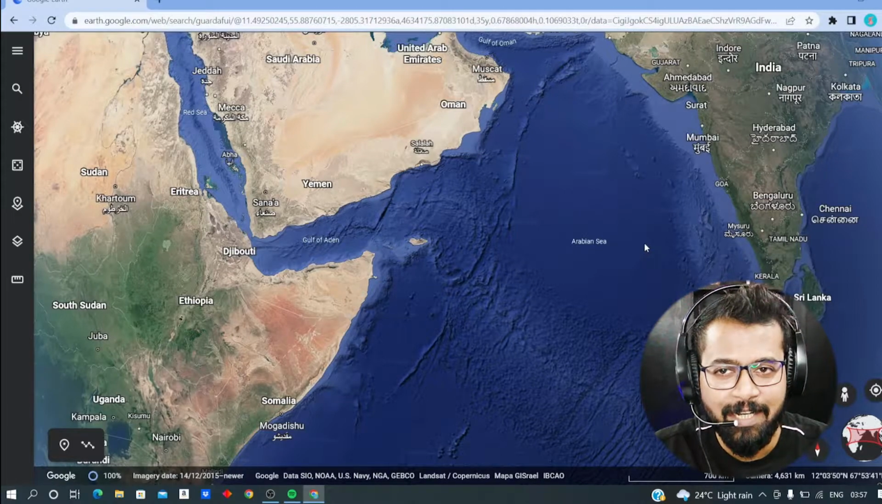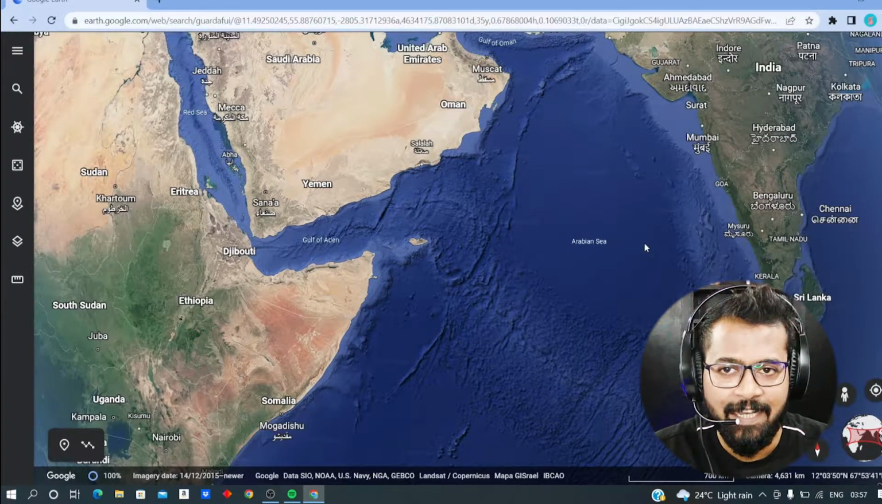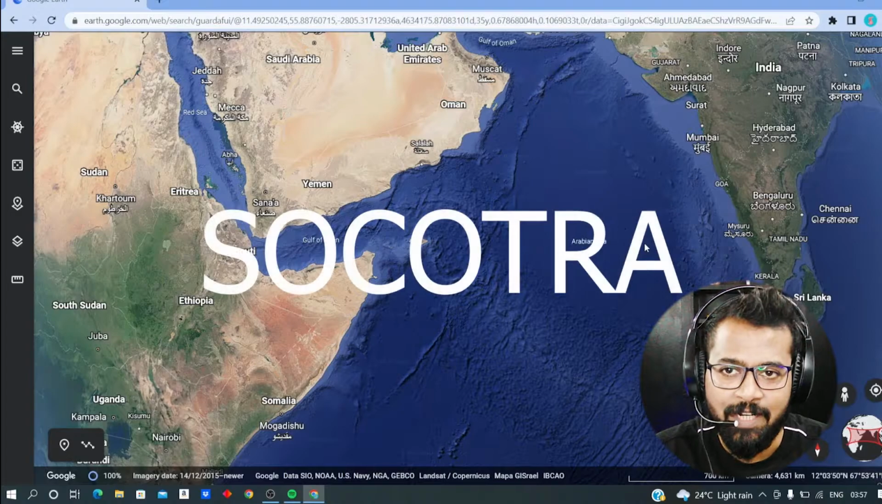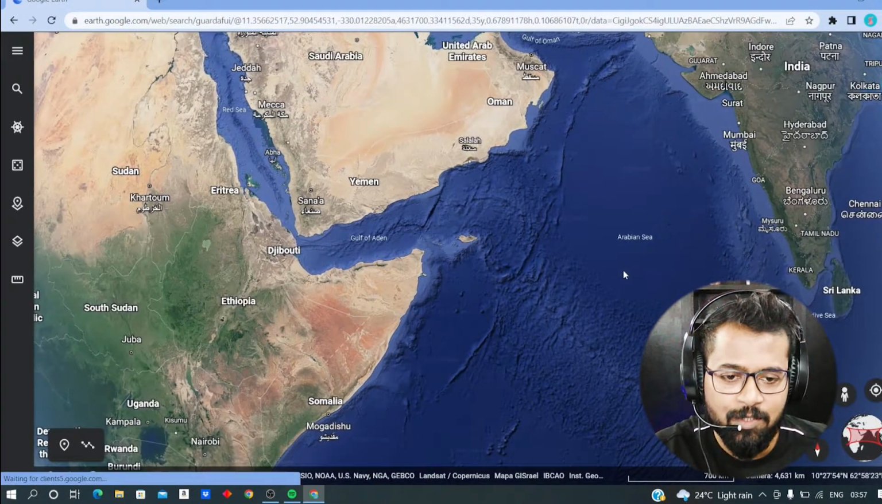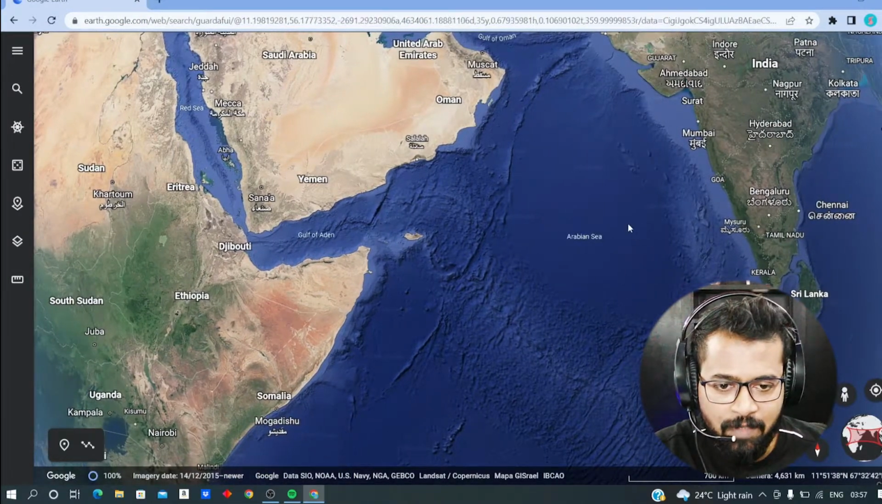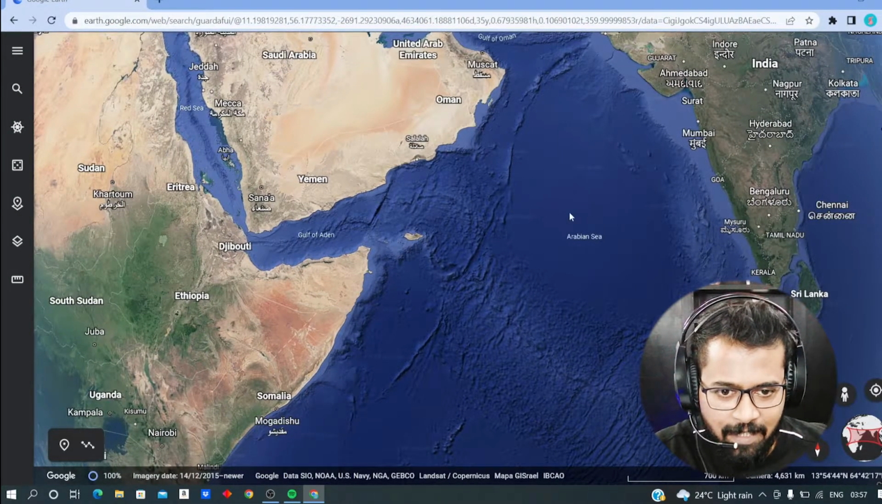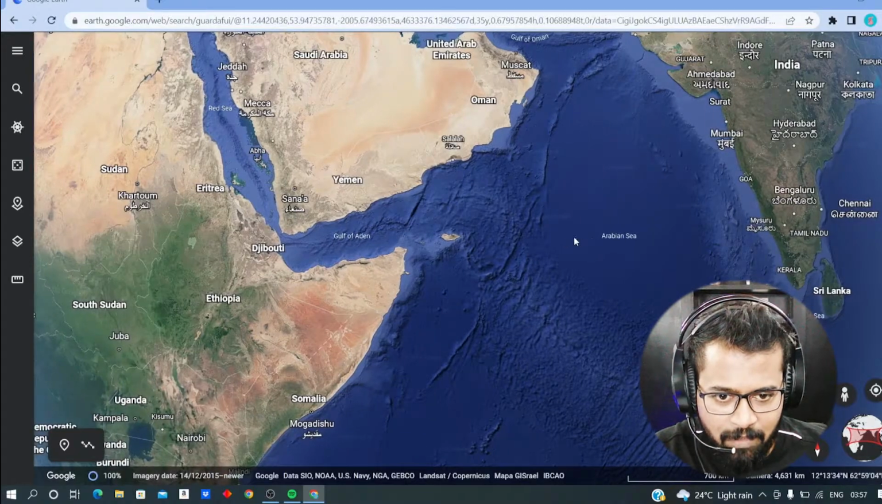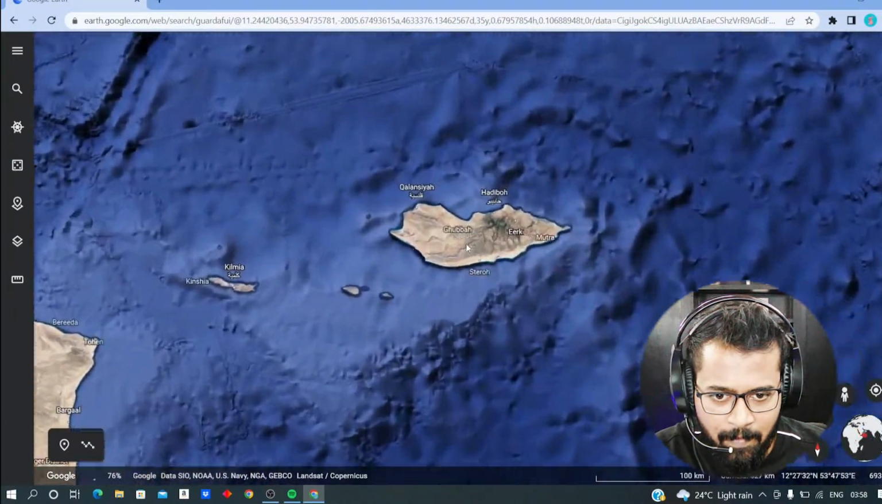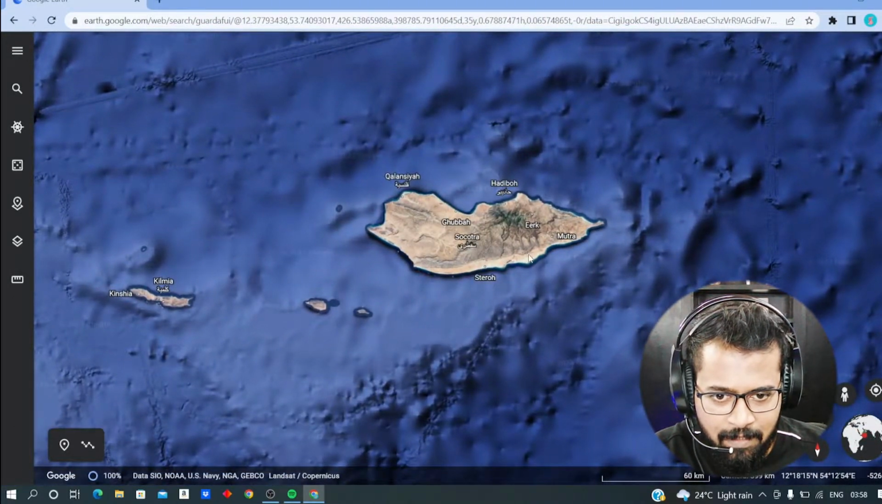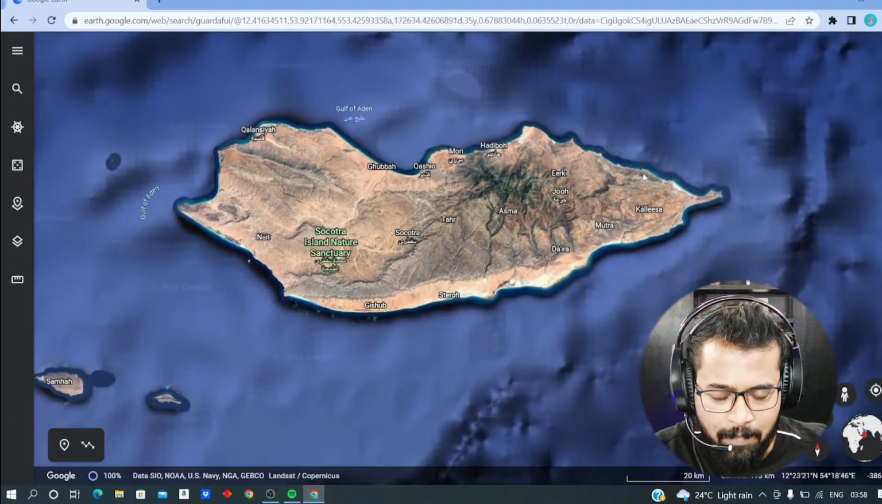Today we are going to learn about an island named Socotra. So talking about the location of Socotra, Socotra is located to the west of Arabian Sea. So here is Arabian Sea. To the west of Arabian Sea, you'll be able to see Socotra. So this is Socotra, right? I'm zooming in and you will be able to see Socotra.